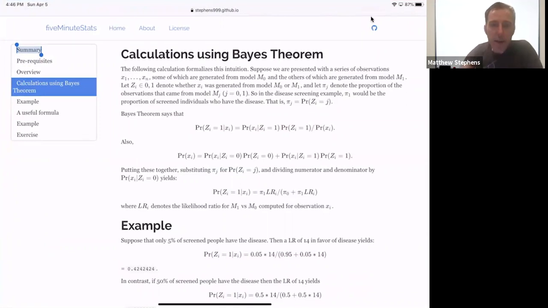So in this vignette, we just go through the calculations. Actually, I guess this particular example is the diseased example, but it's the same idea as the savanna or forest elephant example. We use Bayes' theorem to come up with an expression for the probability that the individual is diseased.